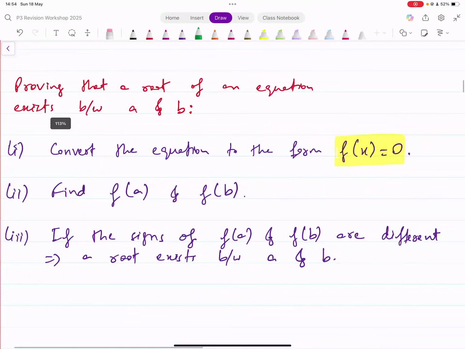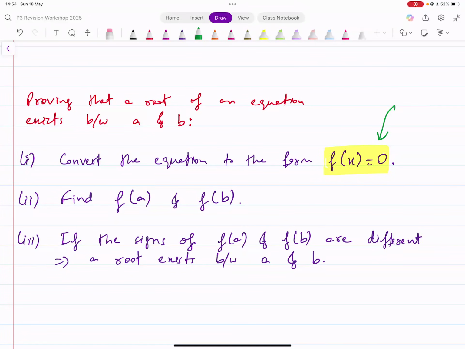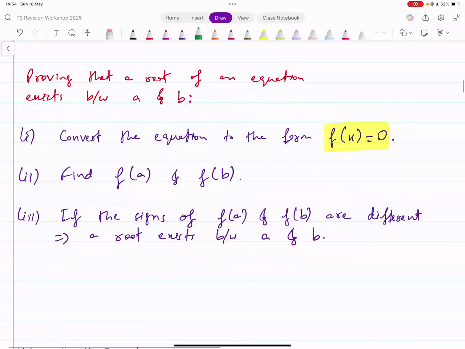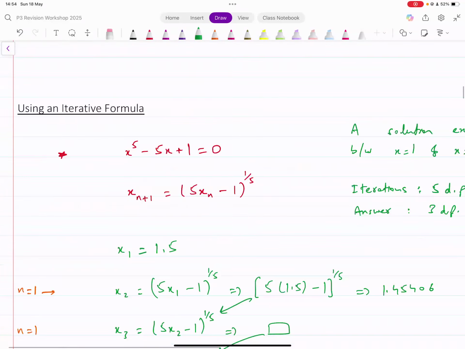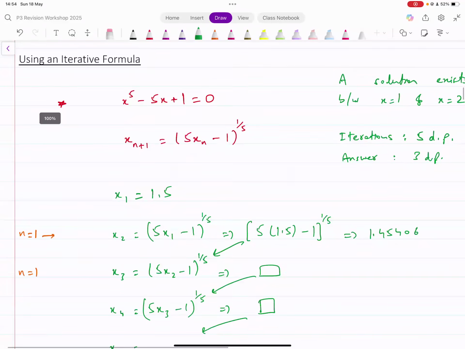First of all, convert the equation to this format. Bring all terms to one side. Find f of a, f of b. A and b are the different values that they give. If they have different signs, you say that a root exists or solution exists between those two values. So we have proved that a solution exists between those two values.